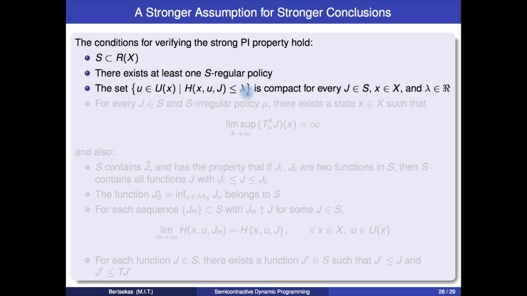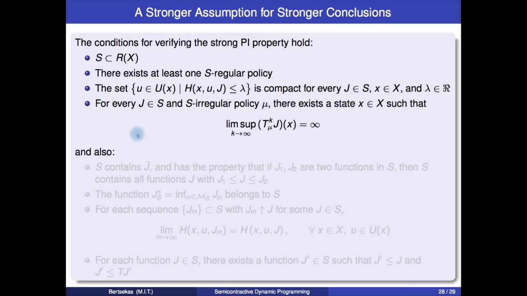This set is compact for every J in S, x, and lambda scalar. Also, for every S-irregular policy, there is some state from which the policy has infinite cost. And this is also true when the terminal cost function is not just J bar, but it can be any J in S.